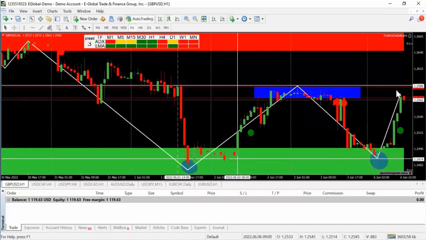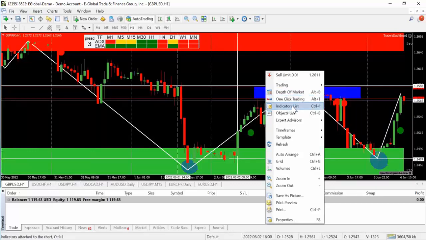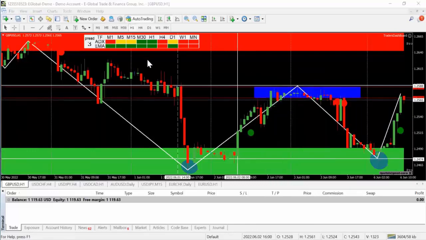So we have already done our analysis there. What is price action saying here? Price action is saying 1, 2, 3. Now, let me remove indicators here to show us something, because I don't want us to get confused.